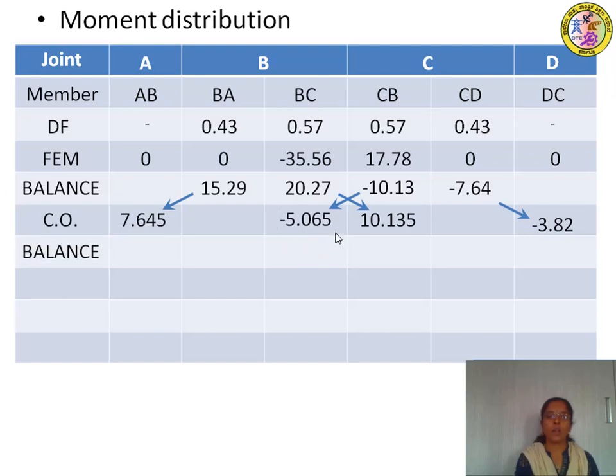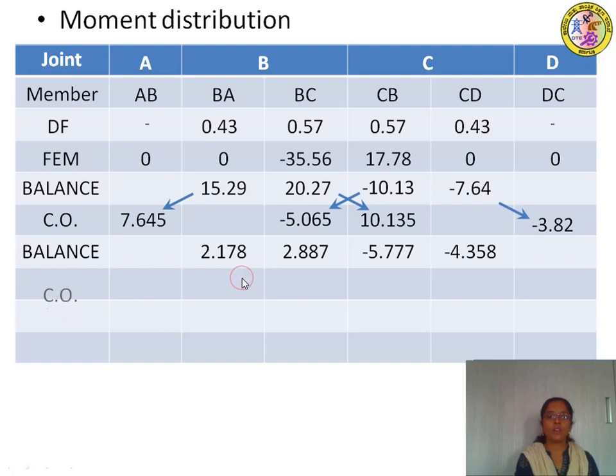Joint B is imbalanced by minus 5.065. Therefore, balancing moment will be plus 5.065. So 5.065 into 0.43 will be equal to 2.178. 5.065 into 0.57 will be equal to 2.887. So joint C is imbalanced by 10.135. Therefore, balancing moment will be minus 10.135. So minus 10.135 into 0.57 will be equal to minus 5.777. Minus 10.135 into 0.43 will be equal to minus 4.358.